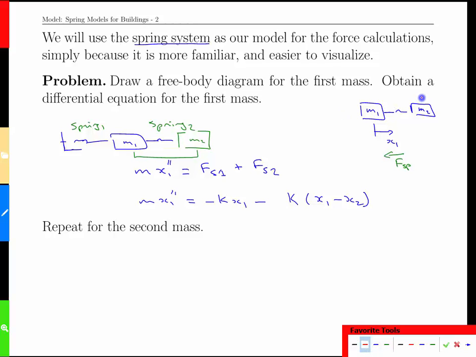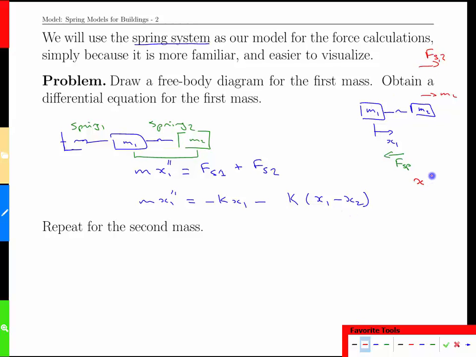As another check, if we increased x2 and kept this mass fixed, so we hold this and stretch out this mass, which direction would m1 want to go in? Well, it would want to go in the positive direction, because it's going to want to follow mass 2. It's going to have a stretched spring, it's going to pull it to the right. The upshot is, if x2 is positive and x1 was 0, we should get a positive force.